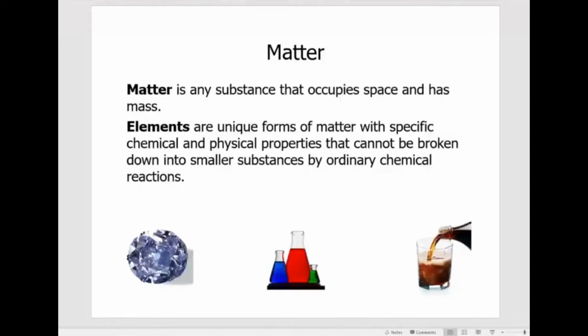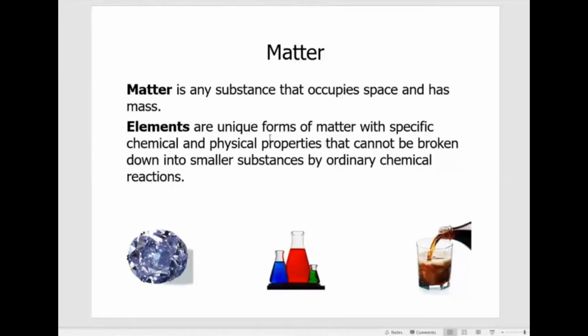Okay, so we mentioned matter and elements a little bit last time, and if you remember, matter is pretty much everything that occupies space and has mass. So we have solid matter, liquid matter, and even gas matter. So you can see carbon dioxide coming out of soda.